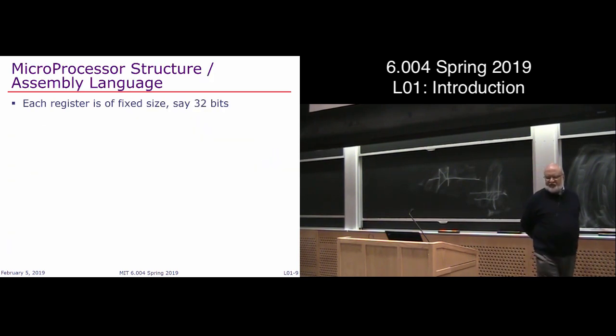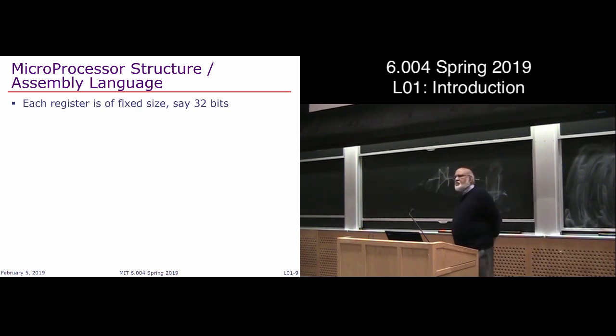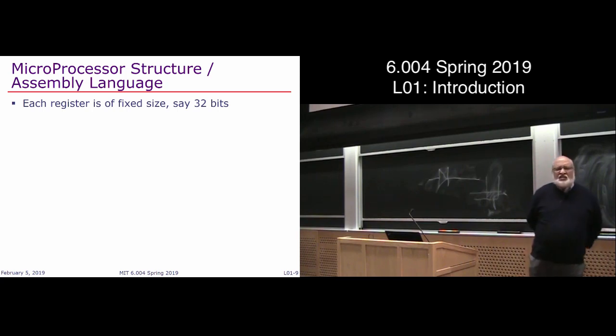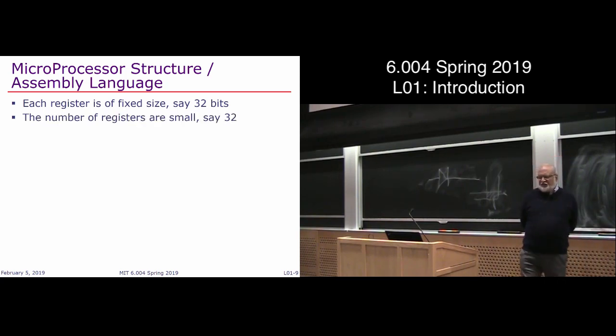Okay, so let's just summarize what we have seen so far. Each register is of fixed size, right? Typically 32 bits. Sometimes we'll talk about 64-bit registers, but that's the kind of thing you're talking about. And they're all the same size. The number of registers is also small, say 32.